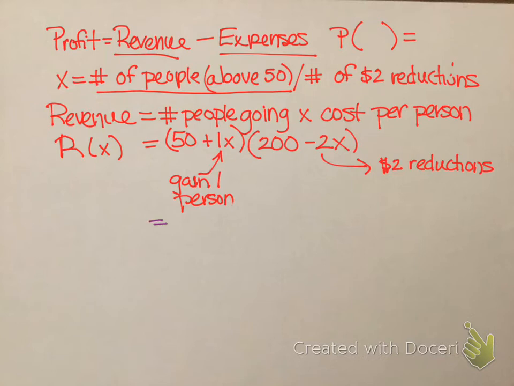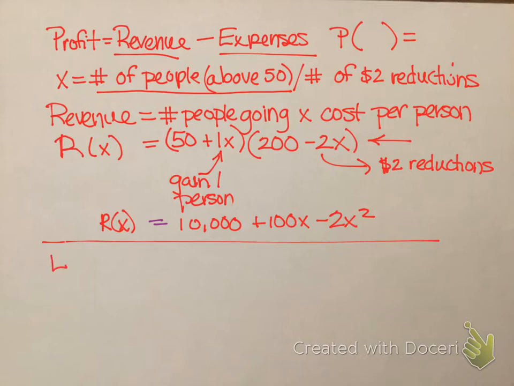So I am assuming that you guys can distribute these 2 sets of parentheses right here and simplify that. And when you do that, you will get 10,000 plus 100x minus 2x squared. So that's my revenue function.